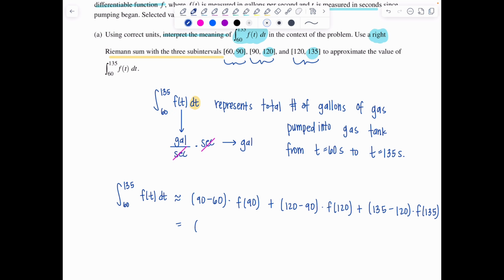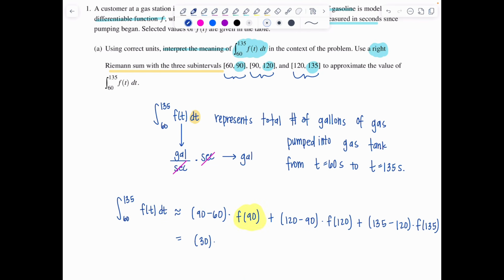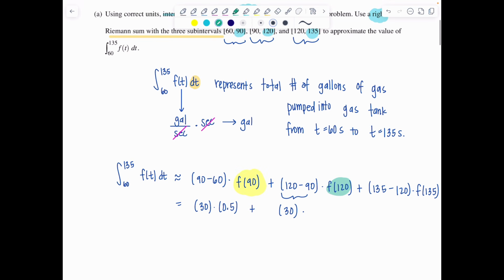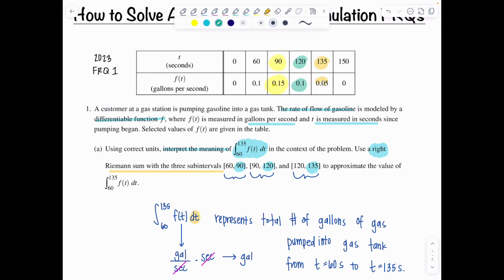So this is going to be 30 times f of 90. Where do I get that from? Don't have a panic attack. They gave it to us right here in the table. f of 90 is 0.15. Okay, perfect. Plus 120 minus 90, that's 30, times, now I need f of 120. Come over here. Ooh, 0.1. Beautiful. Plus 135 minus 120, 15, times f of 135, of course they gave it to us. They wouldn't leave you in the lurch. 0.05.